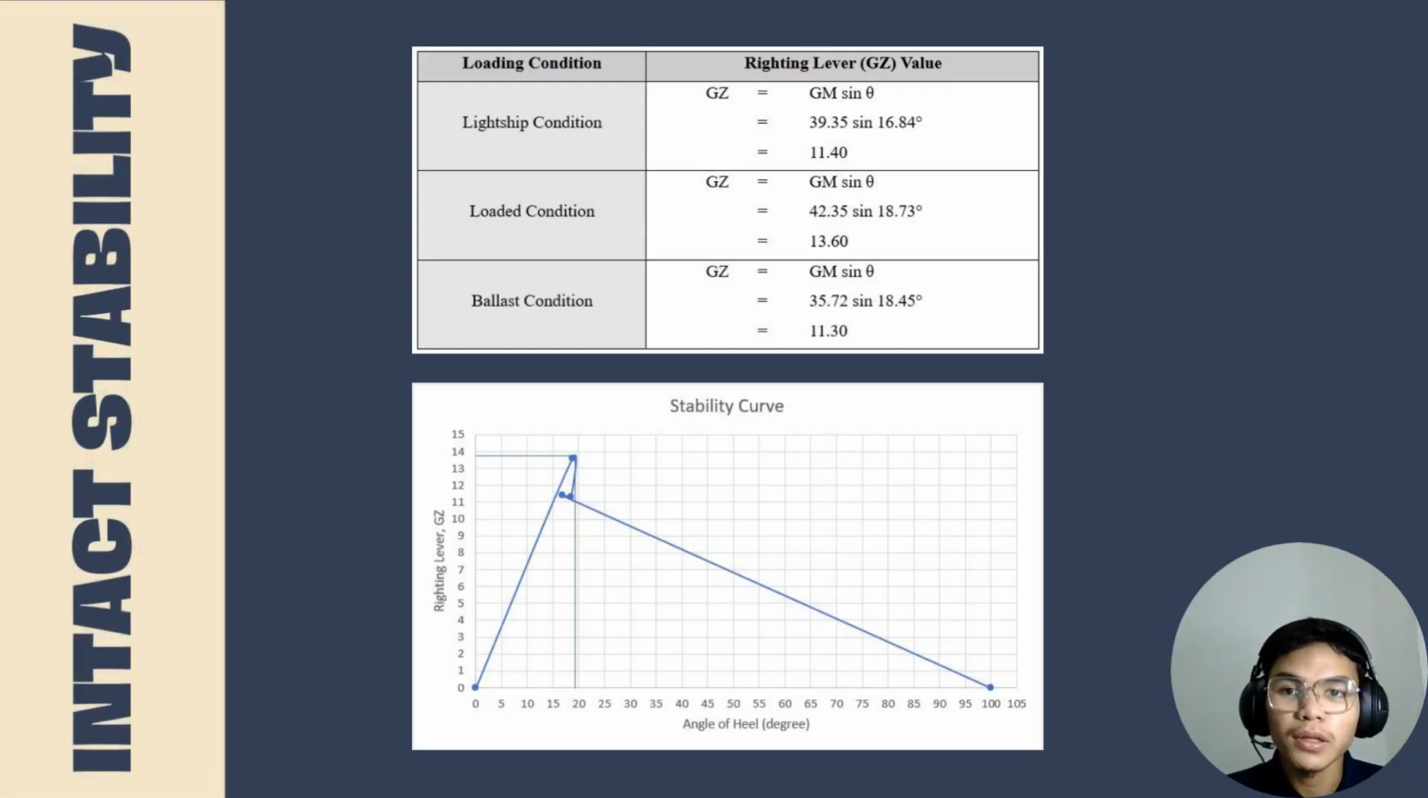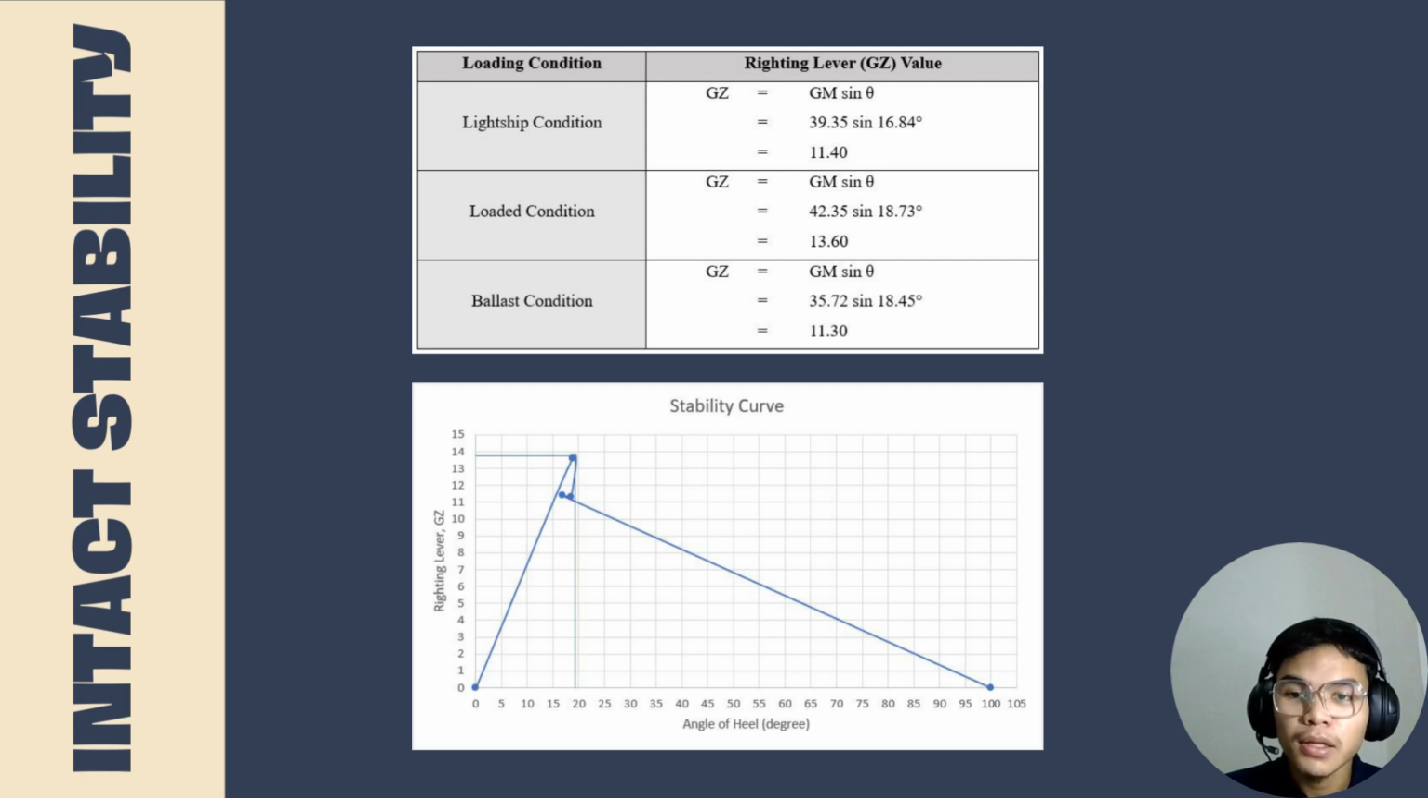Next, we move to the intact stability. First, we need to calculate the righting lever, or GZ curve, for each loading condition to analyze the intact stability of the ship. If we want to find the value of the righting lever, we need to use the formula of GM times sine theta. After we get the values for each loading condition, we can make a stability curve to find a maximum righting lever.